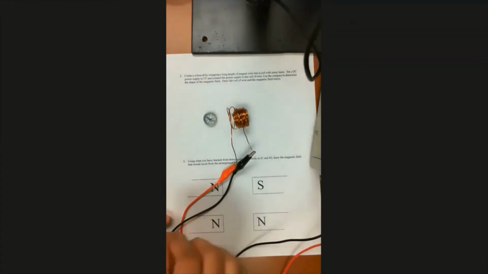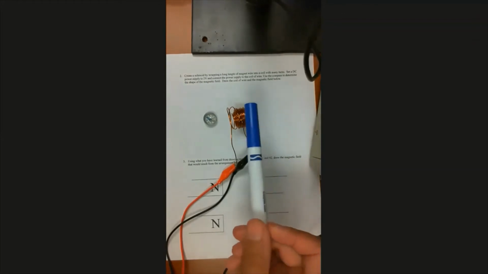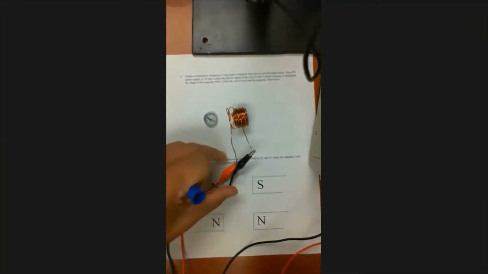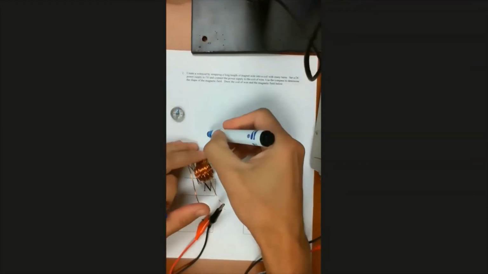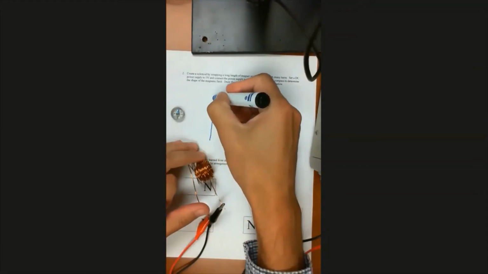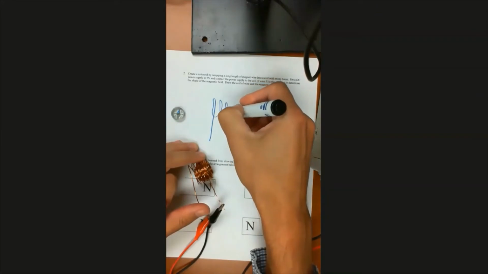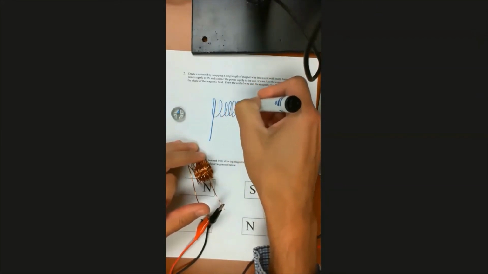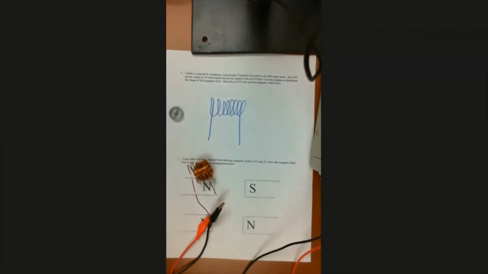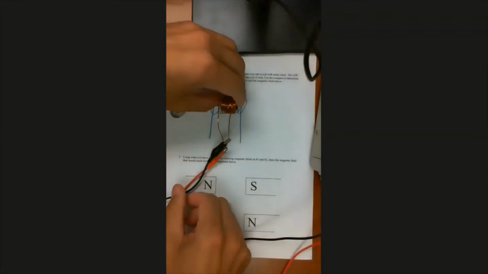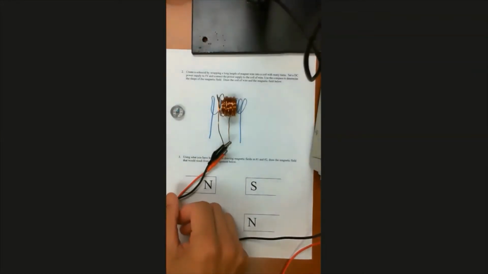So for you, obviously you don't have this coil right here. When you draw this in for your lab, just draw a coil that looks kind of like this. All right, so there's your coil. And now we're going to put the coil right there.